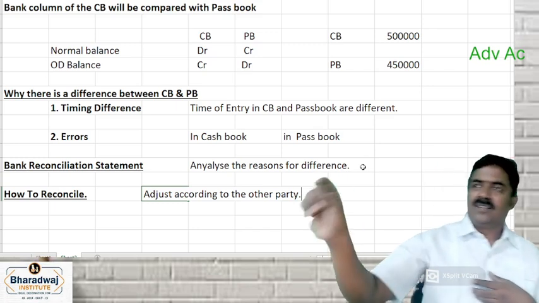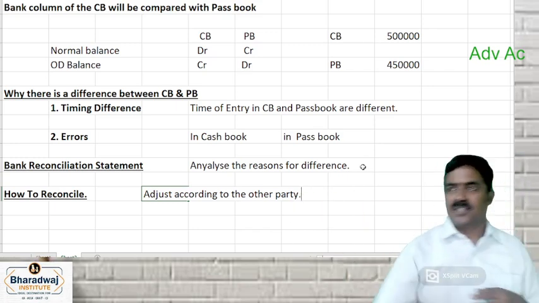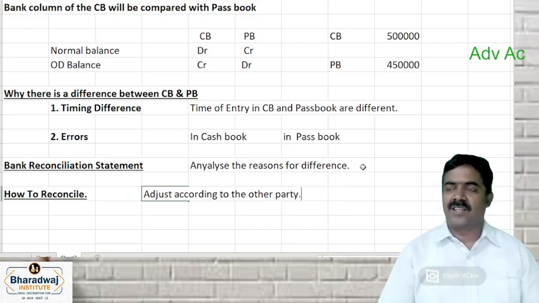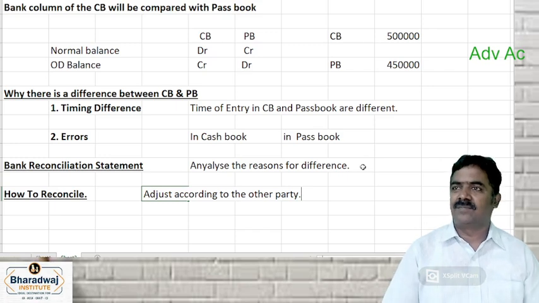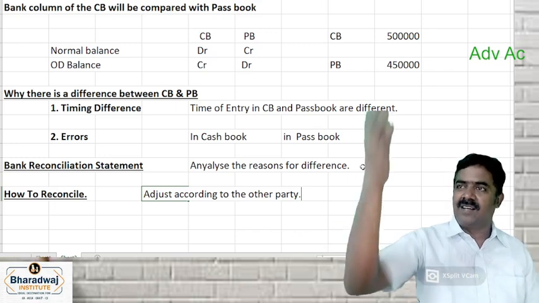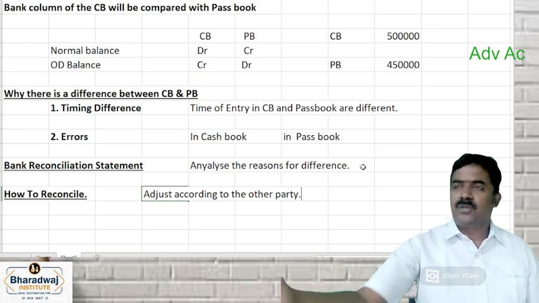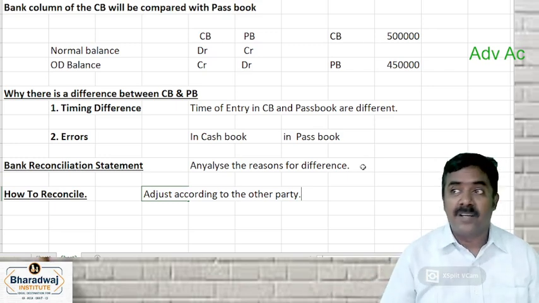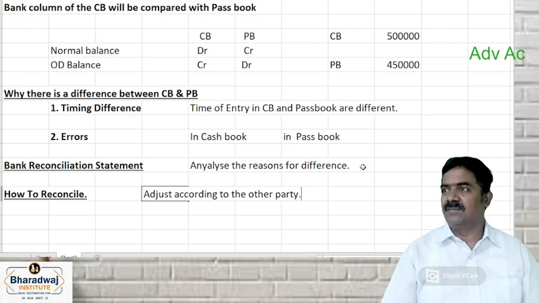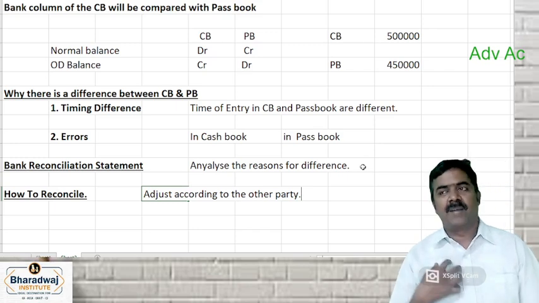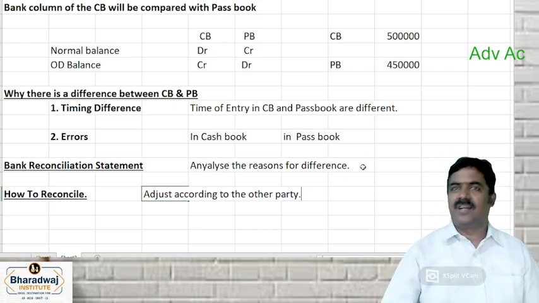You send the check for collection. The bank has not collected it yet. What will happen? You, the customer, would have added it. The bank has not added it, so what do you do? Minus. Okay. You issued the check for payment. The banker has not paid. You, while issuing the check, would have deducted it. The banker has not deducted it, so what to do? Add back. Adjust according to me, and you will get my balance.